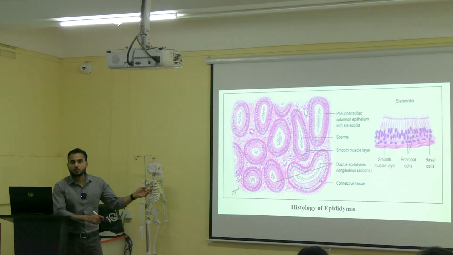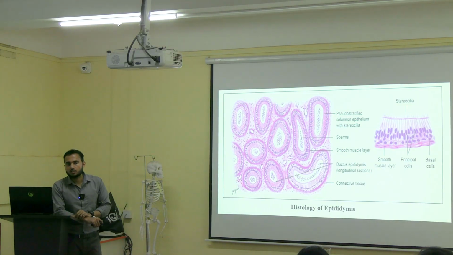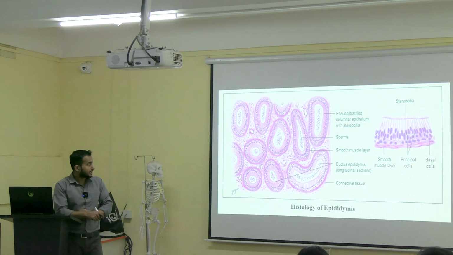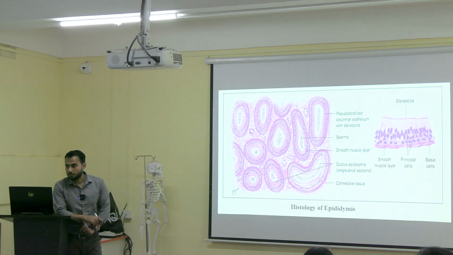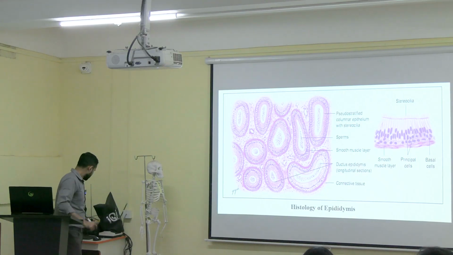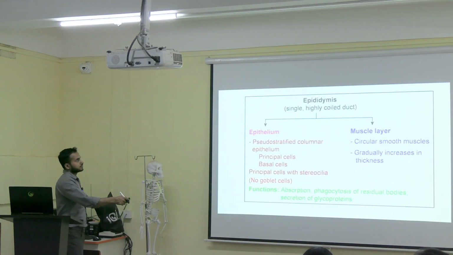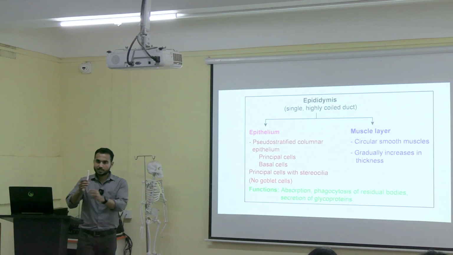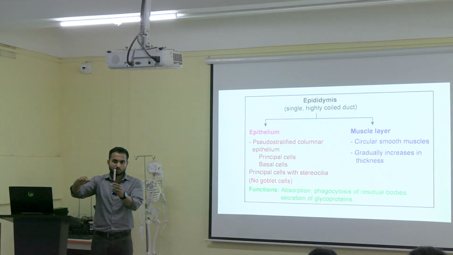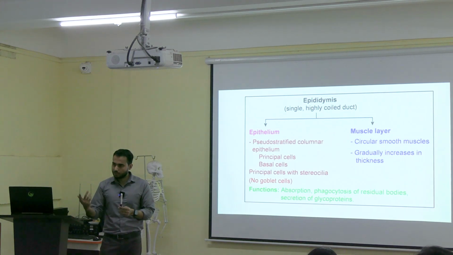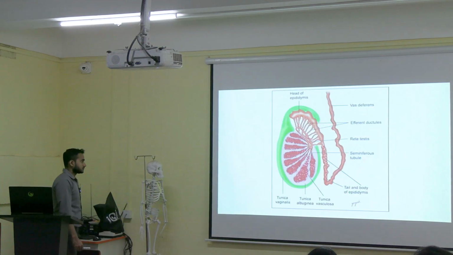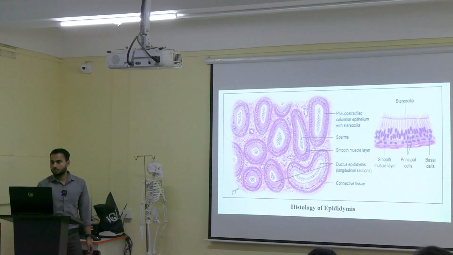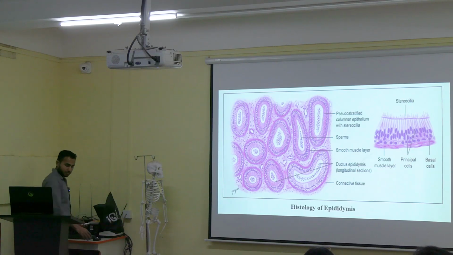Now in the beginning, have you noticed I have mentioned that only one tube is present, highly coiled, only one tube. But here cut sections of numerous tubes are there. Why? What is written here? Single. So suppose this is one tube. If you take a cut section, how many cut sections will be seen? One. How many cut sections can you see? Multiple. Why? Yes, very good. At least you have followed.